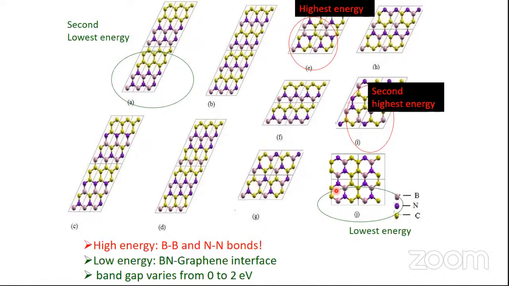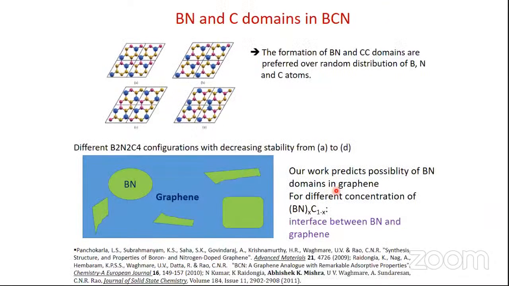And we calculated the band gaps as well, and all the different materials had different band gaps. The other result was that if you have bigger boron nitride or graphene chunks, you have more stability in the structure. So this we published in a couple of journals, in 2010 and 2011, with Professor Rao's group and Professor Umesh Waghmare.